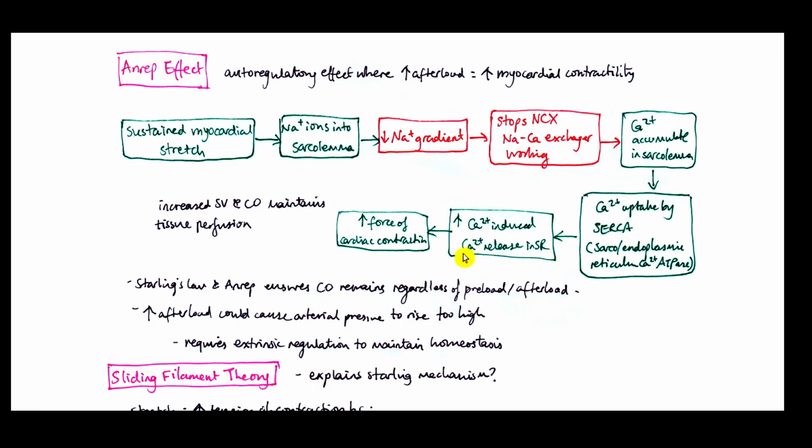If you don't know what that is, then you might want to watch another video that I'm going to put out soon about muscle, which talks about cardiac muscle and stuff like this. But anyway, that's what happens, and then that increases the force of cardiac contraction, and the increased stroke volume and cardiac output maintains tissue perfusion.